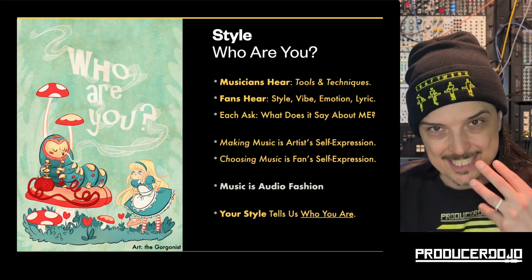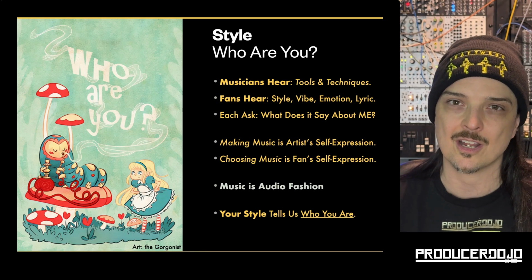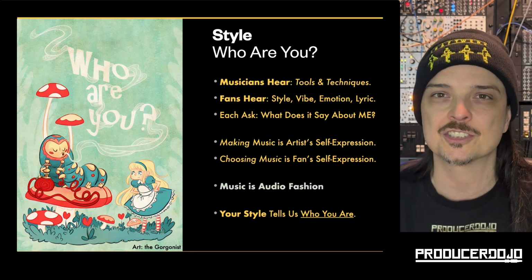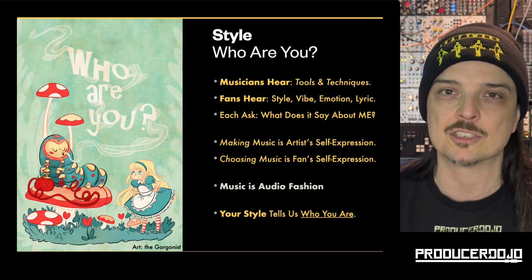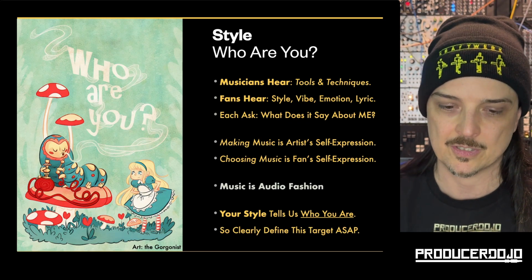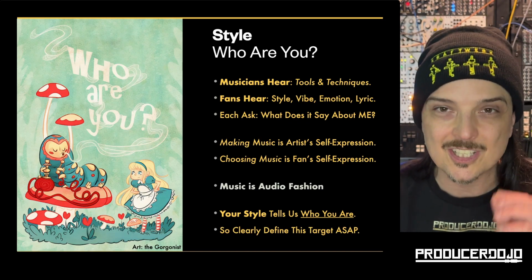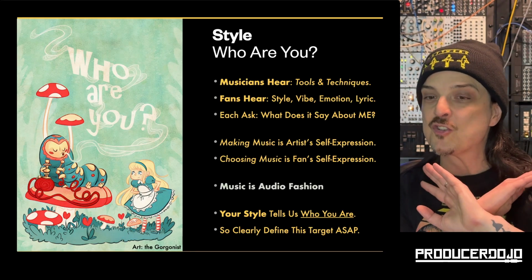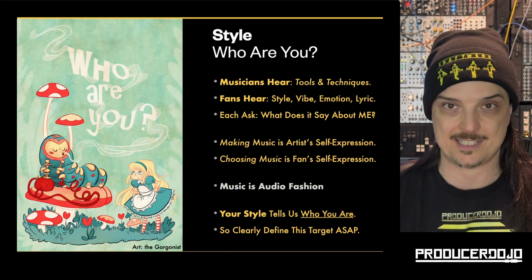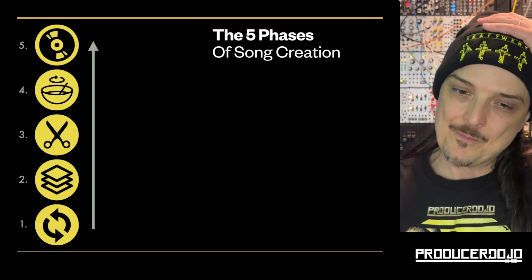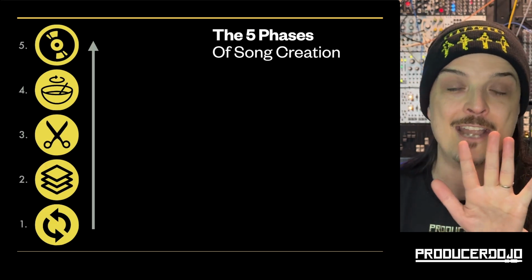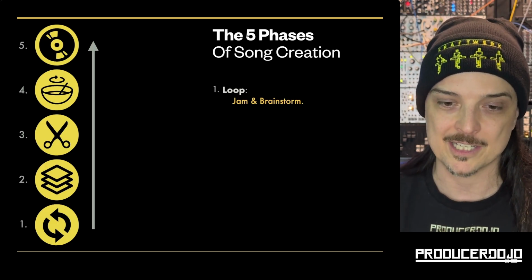Okay, because style is a wordless communication, a wordless self expression going to the meta level beyond just the lyrics. The language of style is universal. Okay, so you must clearly define this target as soon as possible because it will inform the entire rest of this process. Okay. So, the process itself, to review, there are 5 phases of song creation.